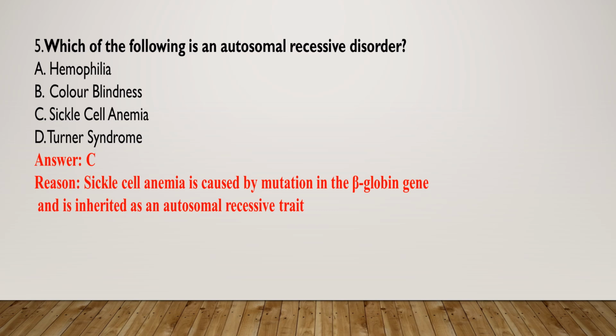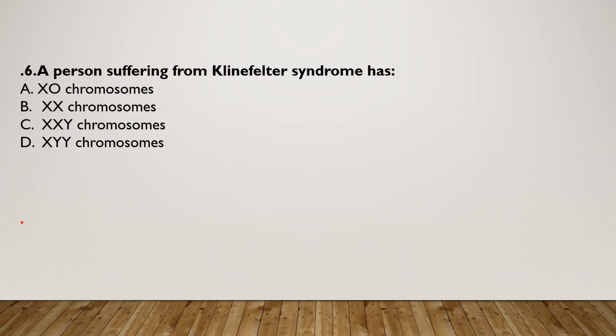Which of the following is an autosomal recessive disorder? Hemophilia, color blindness, sickle cell anemia, or Turner syndrome. The answer is sickle cell anemia, and it turns the normal red blood cell into a sickle shape.